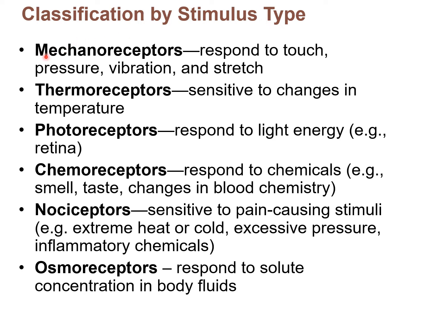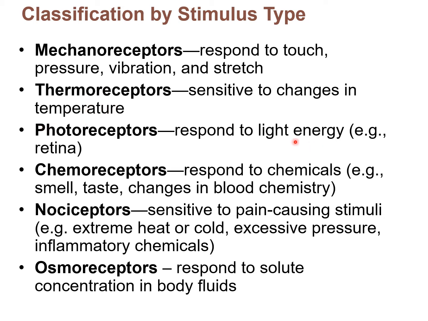For example, mechanoreceptors. Mechano means movement, so when these receptors are actually acted on or pressure is put on them, they respond to things like touch, pressure, vibration, etc. Like the ones in your dermis. We remember lamellar corpuscle, tactile corpuscles. Well, those are mechanoreceptors. Thermoreceptors, well, thermo means temperature or heat, and that's what they respond to.